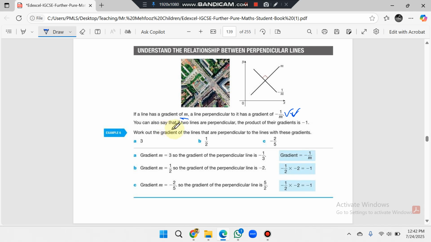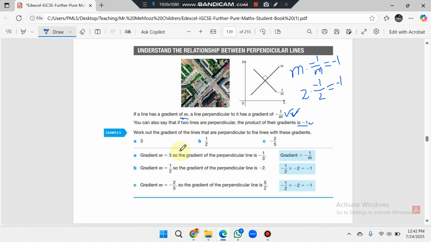You can also say that if two lines are perpendicular, the product of their gradients is equal to minus 1. So you can see that the gradient of line 1 is m and the gradient of line 2 is minus 1 over m. If we multiply these two gradients, your answer will be equal to minus 1. As I gave you the example, if the gradient is 2, the perpendicular line must have the gradient minus 1 over 2, so the multiplication will give us minus 1.